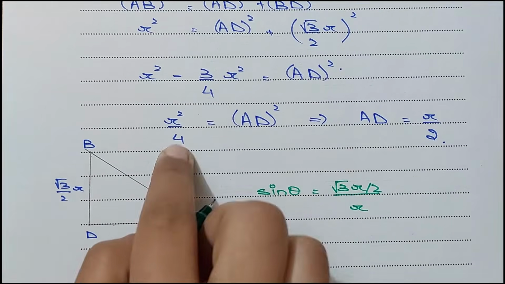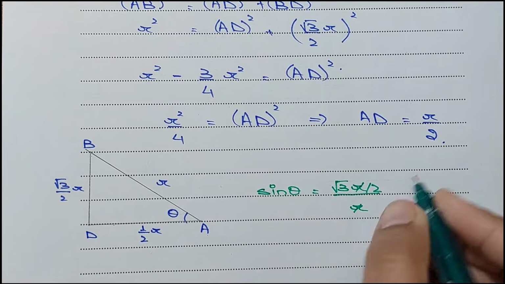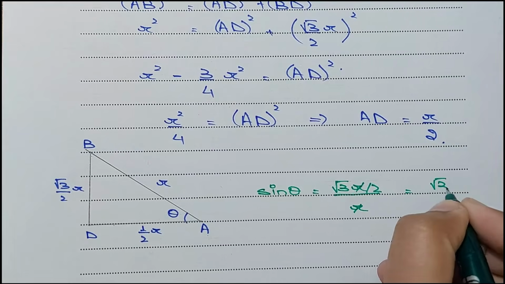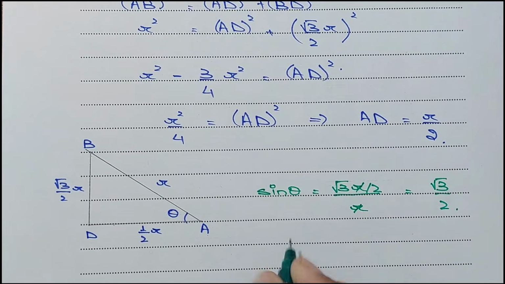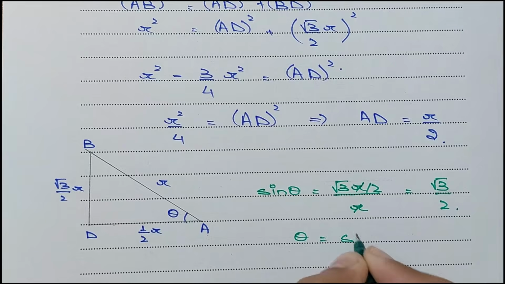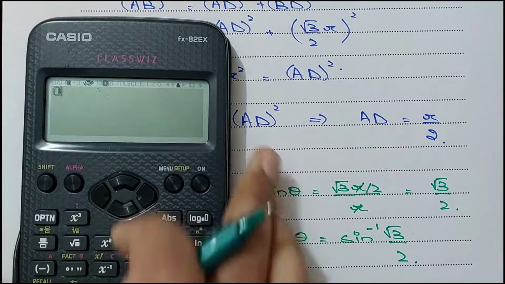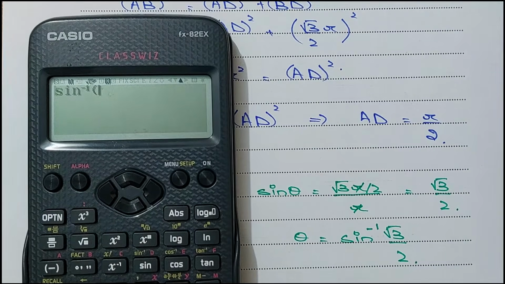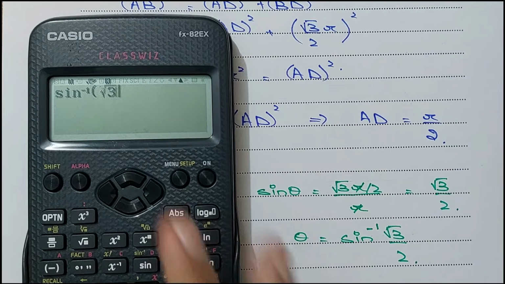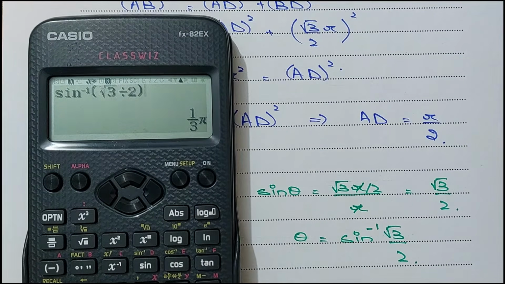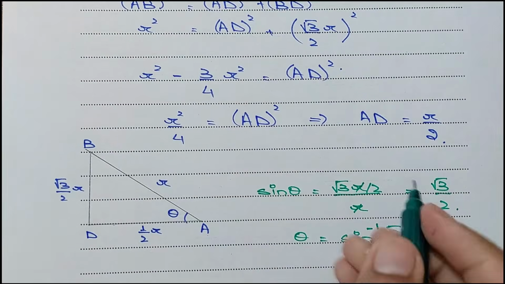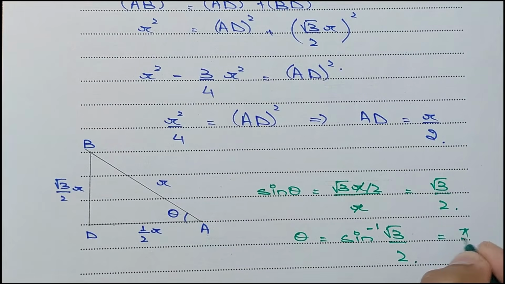This is opposite side and this is adjacent. We can cancel r and r. So we have square root of 3 by 2, right. So what is theta? Theta is sine inverse of square root of 3 by 2. Okay, let me simplify. Sine inverse of square root of 3 divided by 2 is pi by 3. So now theta is pi by 3. This theta is pi by 3.